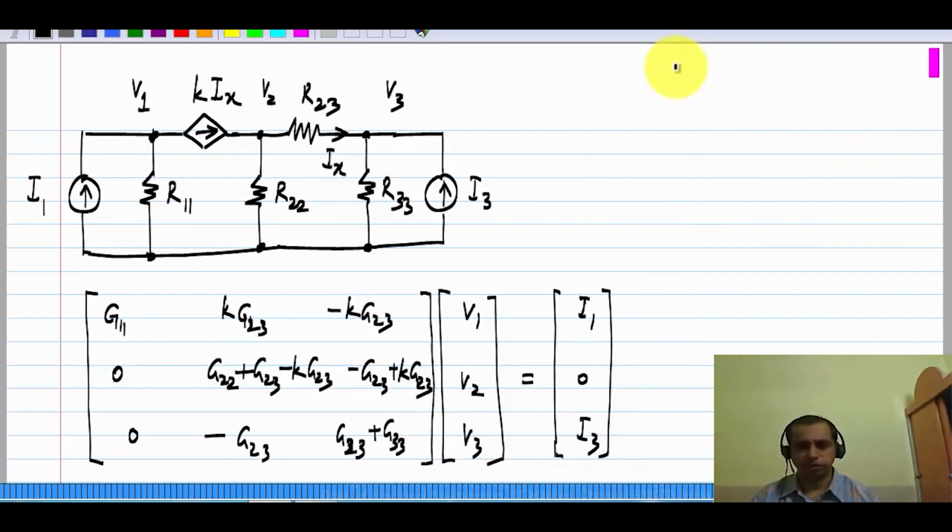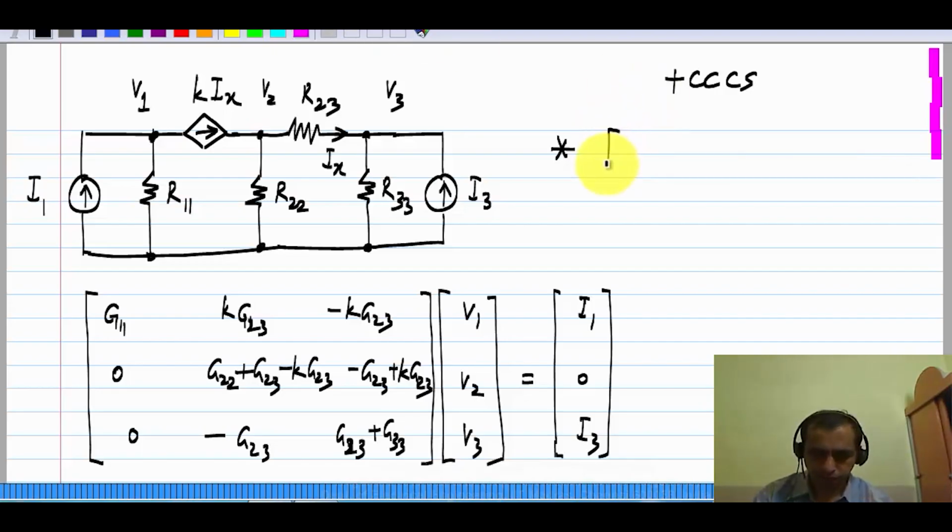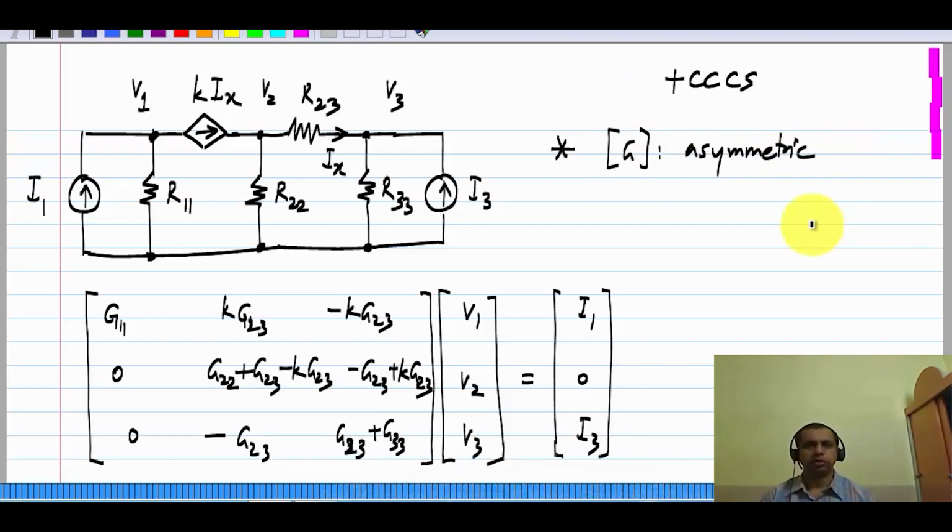And finally, we look at the last of the controlled sources, which is the current controlled current source. And in this case, we can write KCL at all the nodes, and that's what we have done. And the controlling current is the current through some resistor, and the controlling current has to be expressed in terms of the voltages across the resistor. Okay. So again, we get a G matrix that is asymmetric.